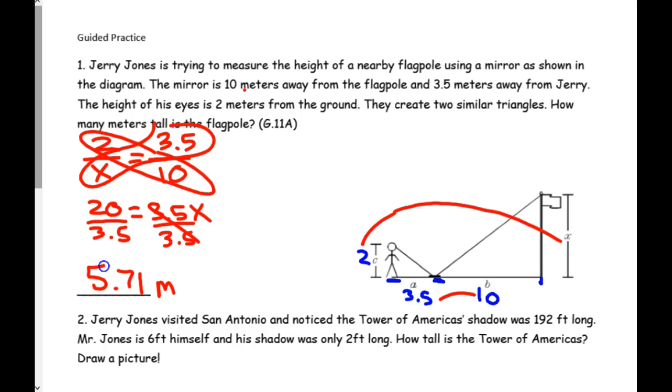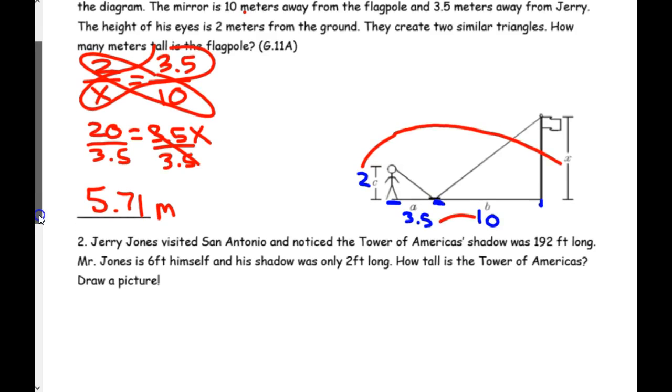Okay. Now, this next one, Jerry Jones visited San Antonio, and he noticed the Tower of America's shadow was 192 feet long, because he can notice those things somehow, right? And Mr. Jones himself is 6 feet tall to his eyeballs. Not really, but go with it. And his shadow is only 2 feet long, given the certain time of the day, the way the sun is. So, how tall is the Tower of America's?